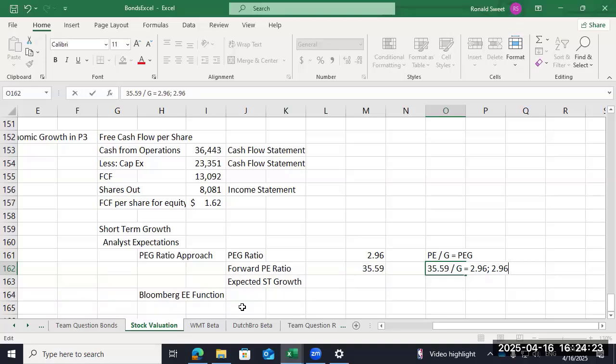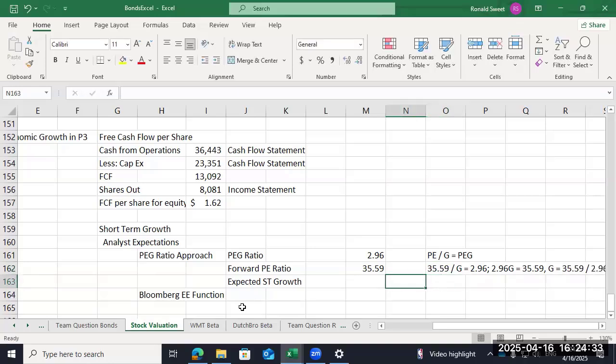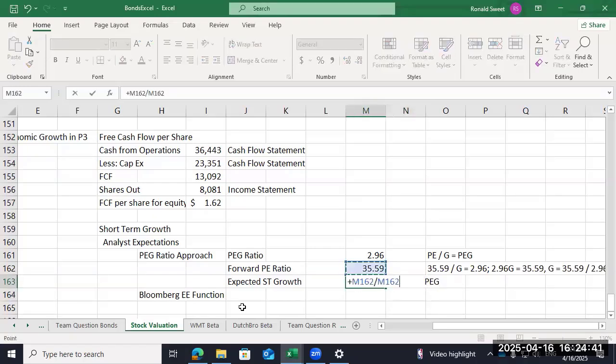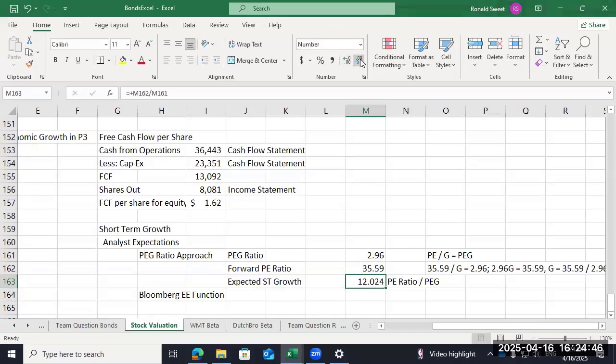So 2.96 G equals 35.59. So G equals 35.59 divided by 2.96. Essentially, the expected growth is going to be your PE ratio divided by your PEG. For Walmart, it's a big number, 12%. Pretty high growth rate.